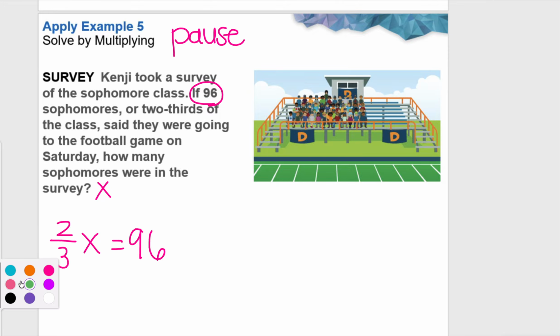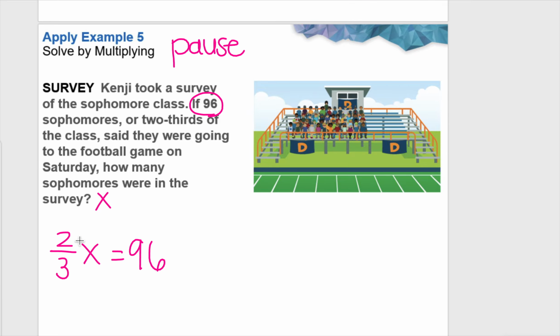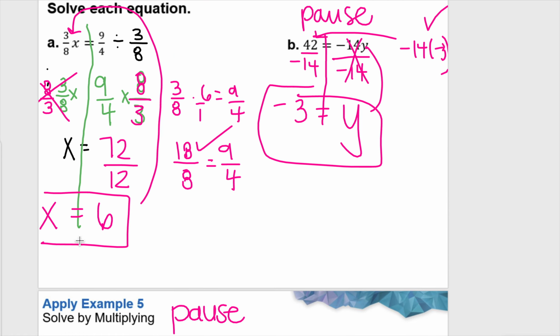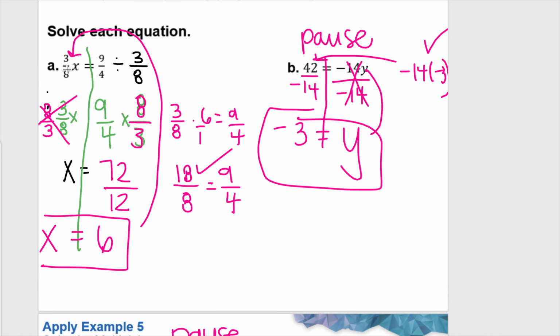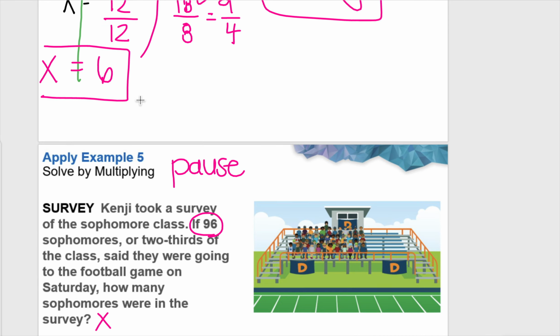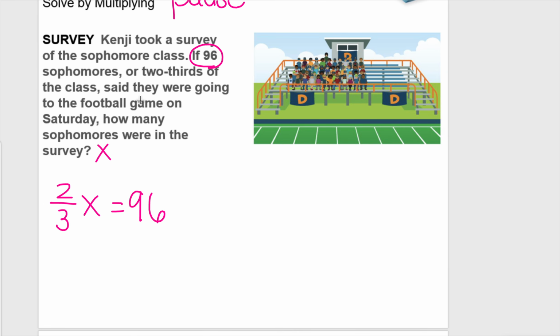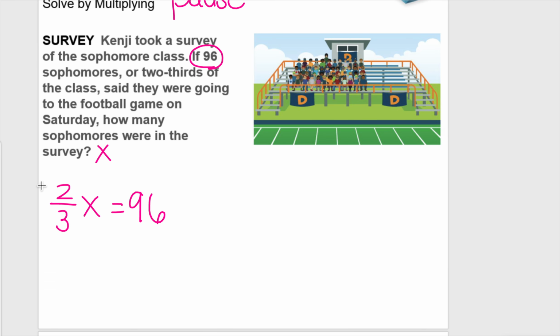So 2/3 x. The next thing we're going to do is we're going to think about what can I do to get x all by itself? Get this 2/3 eliminated. Think back to what we did here. At first we talked about dividing both sides by 3/8, but when we really thought about that, dividing by 3/8 is the same thing as multiplying by 8/3. We're multiplying by the reciprocal. So that's exactly what we're going to do here. We're going to multiply by the reciprocal on both sides. 3/2 and 3/2.